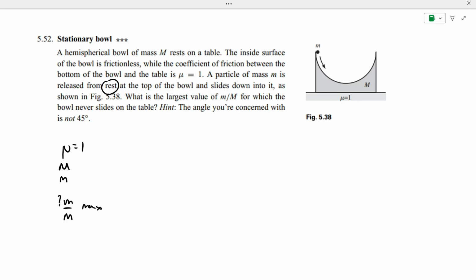Oh, I forgot to write down M. Hint: the angle you're concerned with is not 45 degrees.